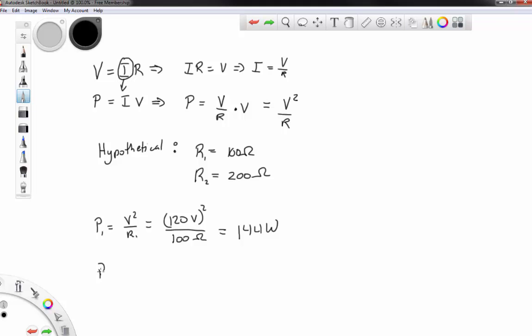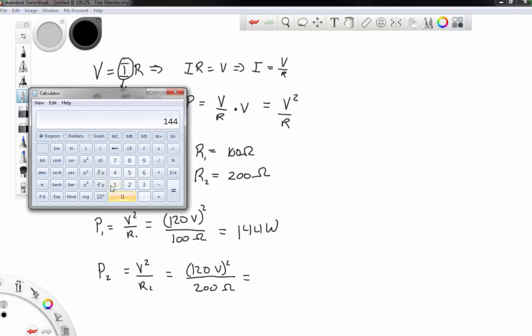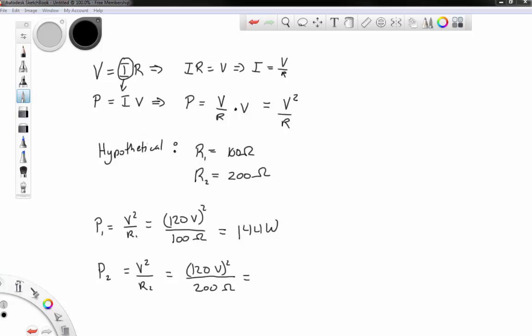For the second one, we have P2 is equal to V squared over R2. So that's 120 volts squared divided by 200 ohms. So let's do that. Again, 120 times 120 divided by 200 gives us 72 watts.